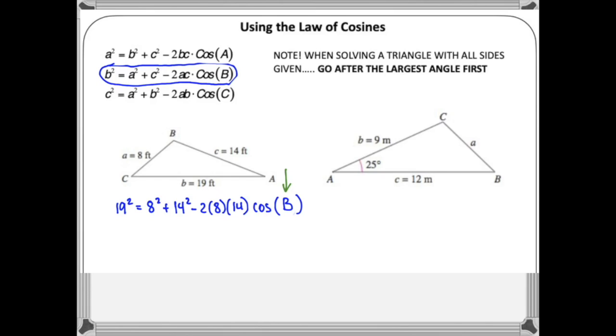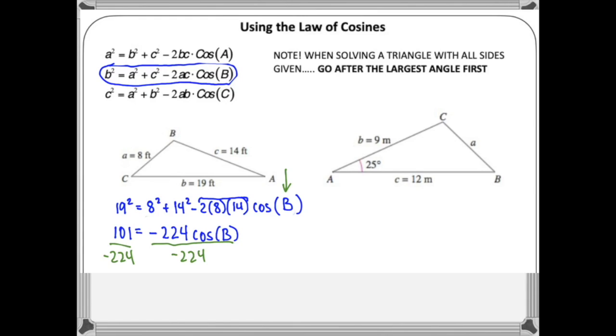These are going to be some large numbers here, so let's go ahead and square some of these out and move them to the left-hand side. So squaring this out, and then moving them to the left-hand side, that's going to give us 101. Okay, and then we have this part that needs to be cleaned up here. So when I multiply those all out, that's going to give me negative 224 cosine of B. And now I want to divide each side by negative 224.